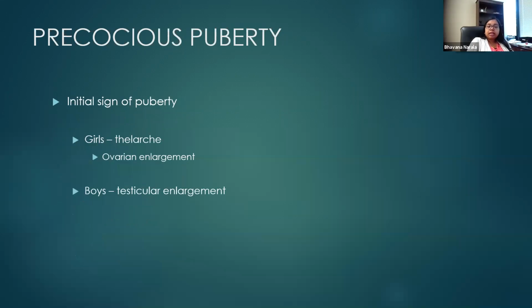So, what is the initial sign of puberty? We frequently see this where they have pubic hair, it gets sent over urgently at like 5 or 6 years of age for central precocious puberty. But really, the first sign of puberty in girls is thelarche. Thelarche, yes, but actually, maybe the first sign is ovarian enlargement, and we can't really see that unless we get a pelvic ultrasound. So in girls, the substitute is thelarche, and in boys, it's not pubic hair or anything else. It's actually testicular enlargement.